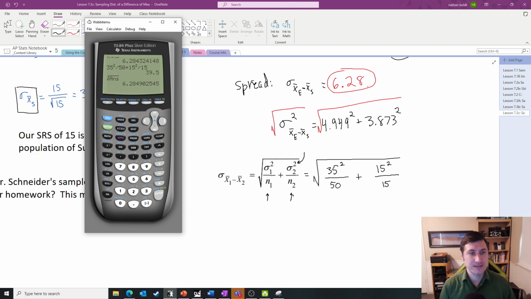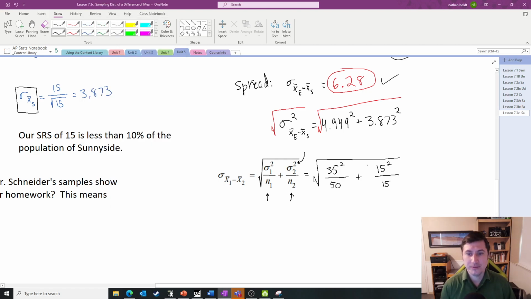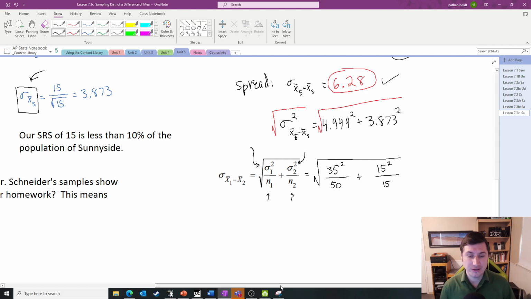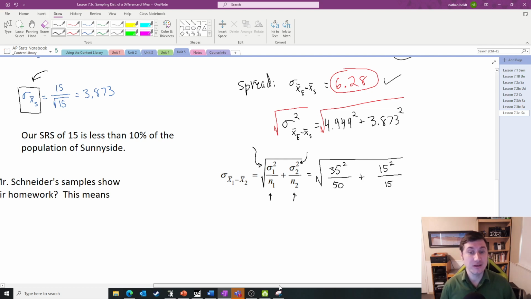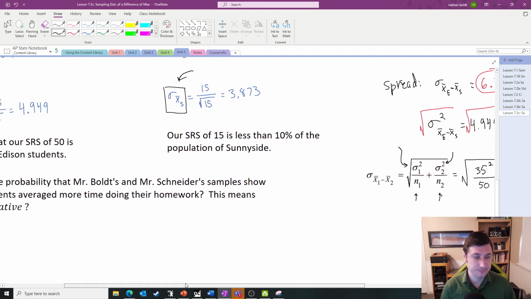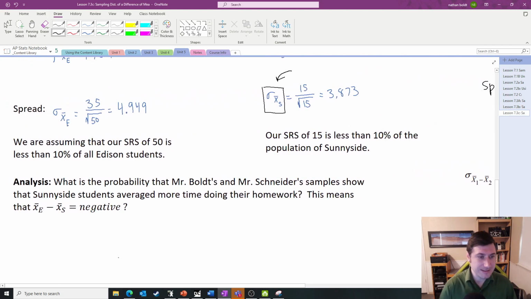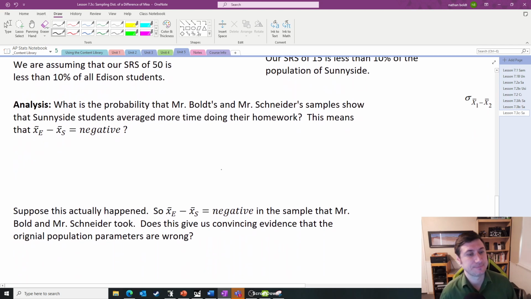If we square root it, we get 6.28, same number. So if the formula makes more sense to you, again, feel free to Google search the AP Stats formula. Just remember that these standard deviations right here, see how they don't have as many subscripts as ours do? Those are the standard deviations of the population, not the sampling distributions, not of X bars. All right, I feel like I should at least mention that.